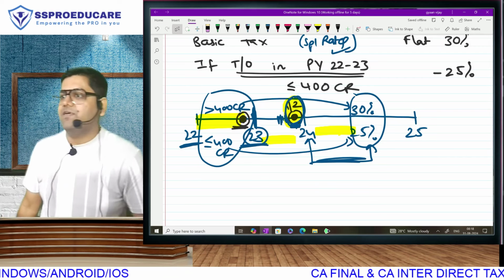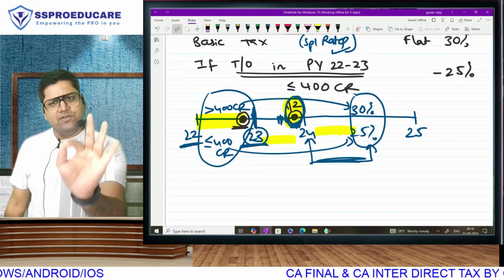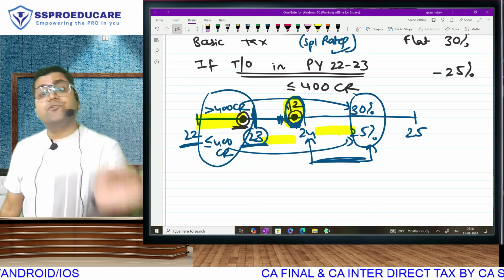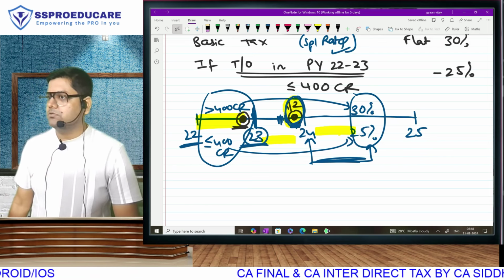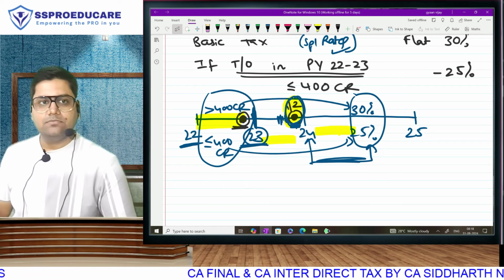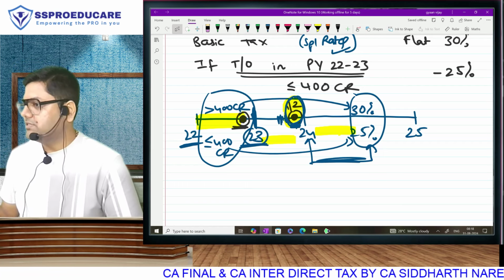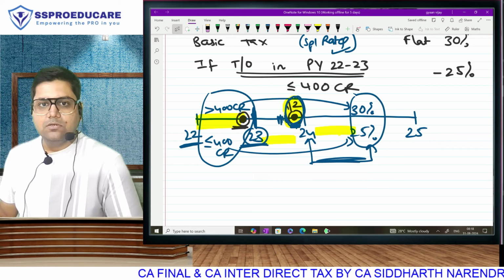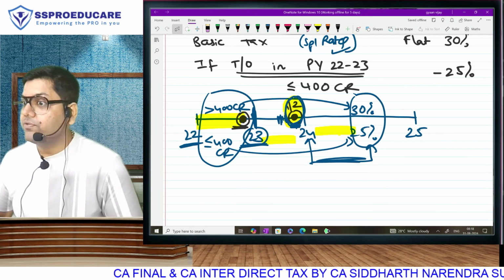So every time I ask you, what is the tax rate of a domestic company? Your first answer will always be 30%. Then if 2 years ago the turnover was up to 400 crores, then the rate will be 25%. 2 years ago. Now, a huge number of questions on this.